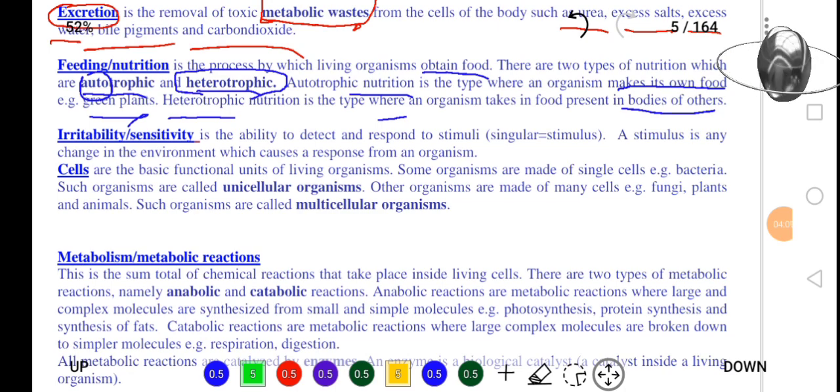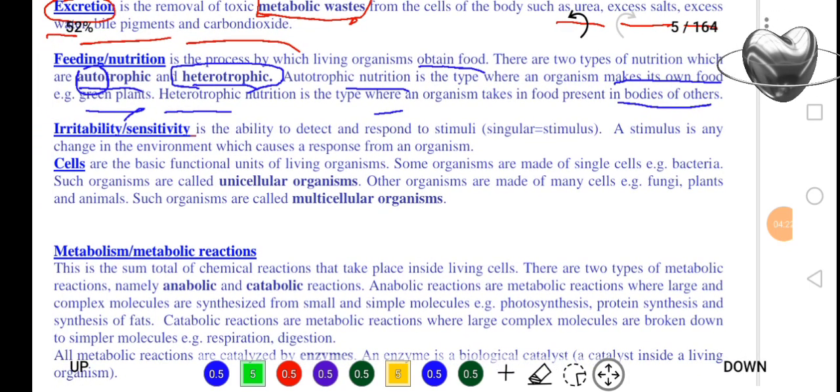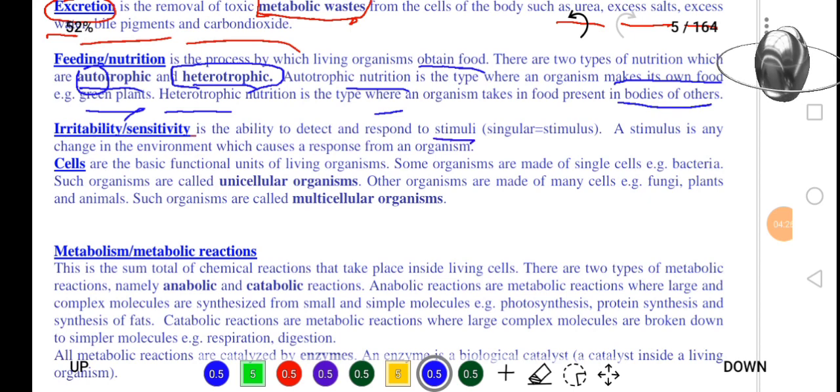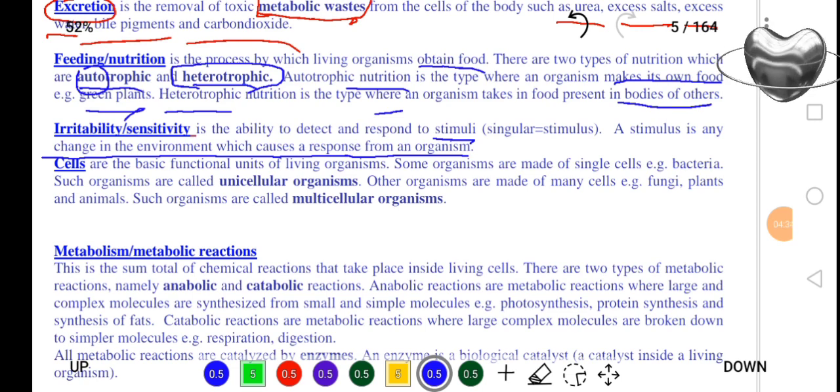Irritability or sensitivity. Every living organism should be able to detect and respond to stimuli. Actually, stimuli is any change in the environment. Therefore, we are saying a stimulus is any change in the environment which causes the response of an organism.